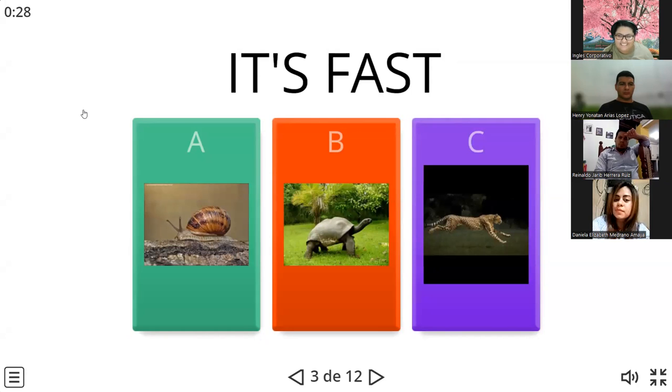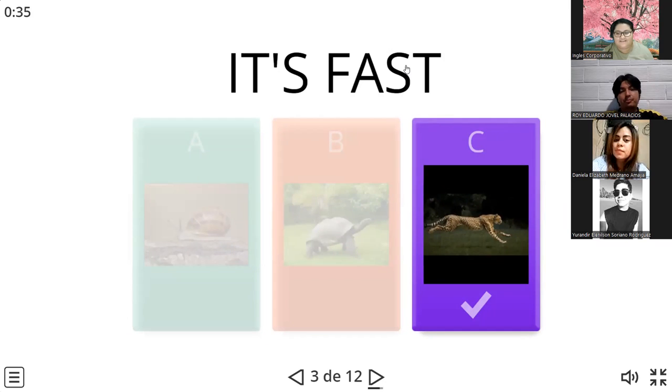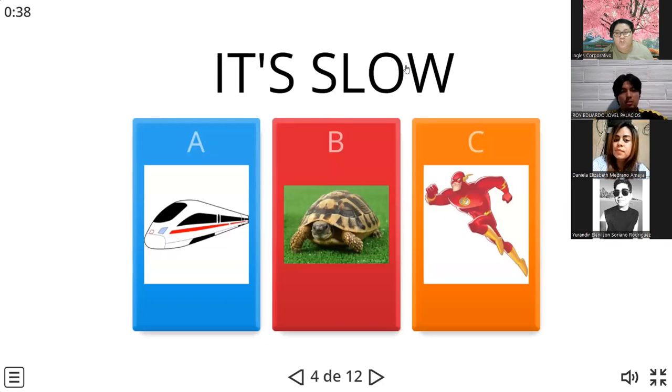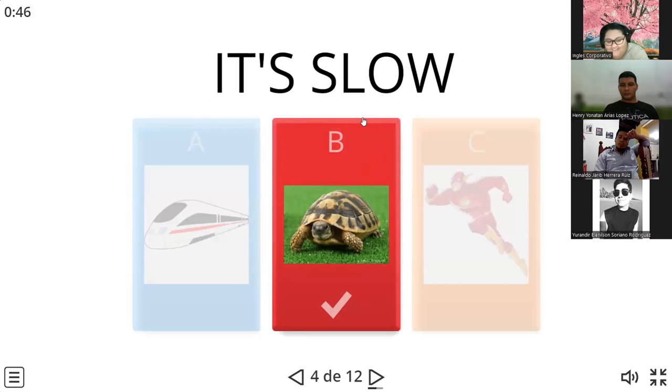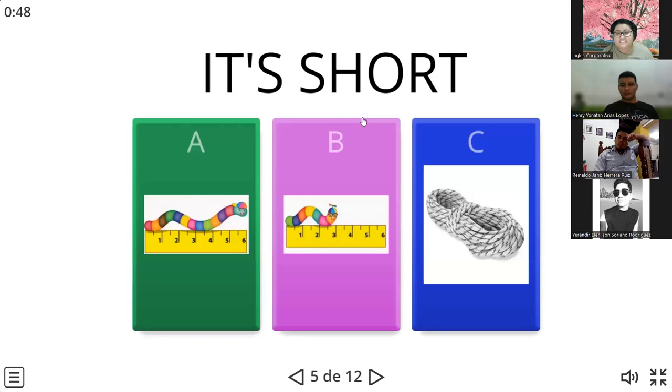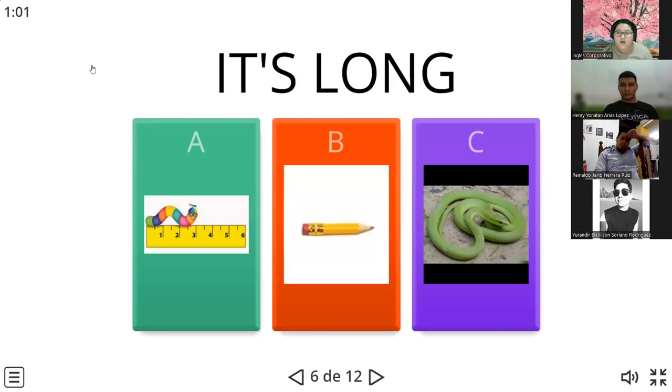It's fast. C. All right. It's slow. B. Okay. Now, it's short. B. Okay. It's long. C.